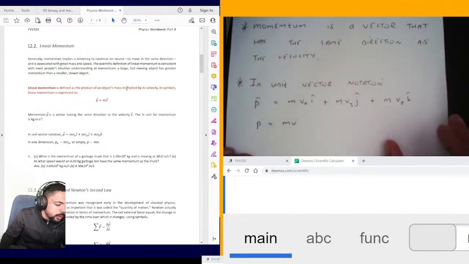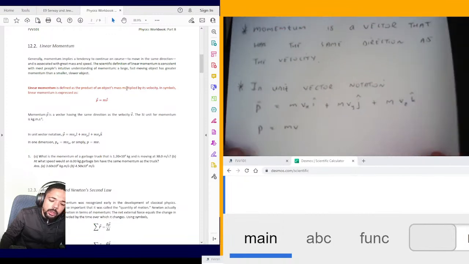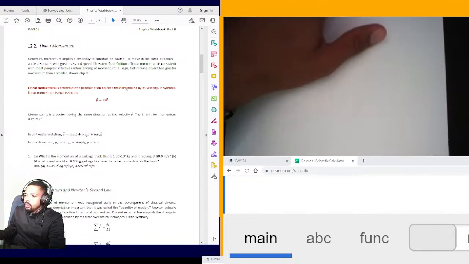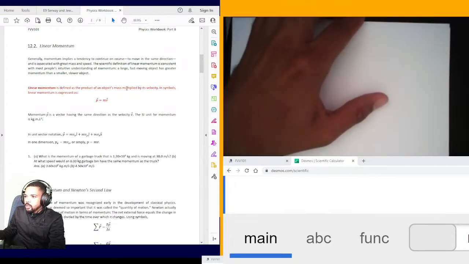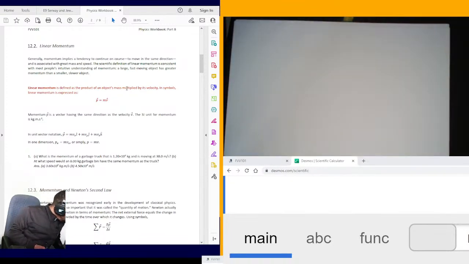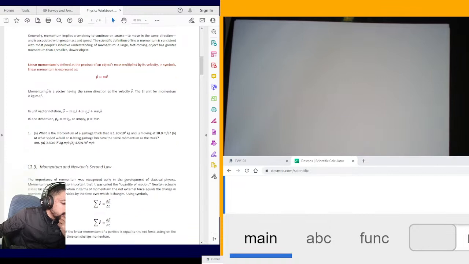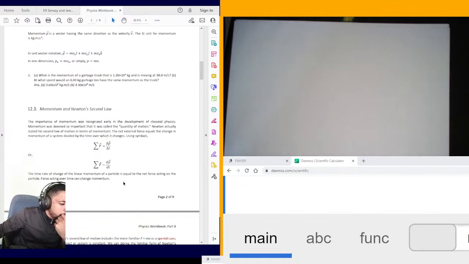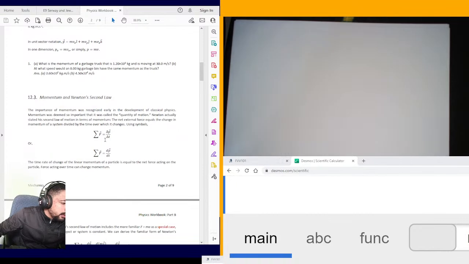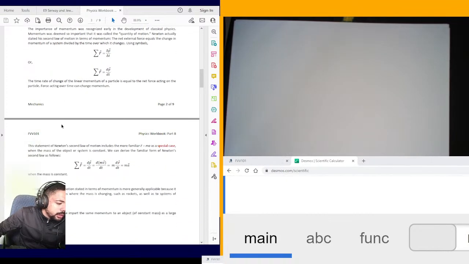Now let's get to momentum in Newton's second law. Newton originally expressed his second law in terms of momentum. I can explain that easily, but I will not be writing it down.